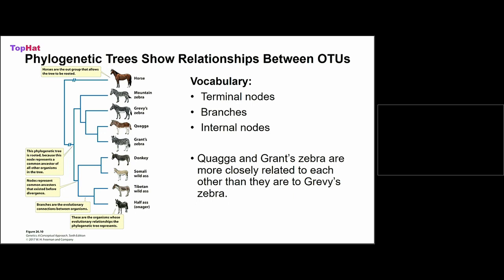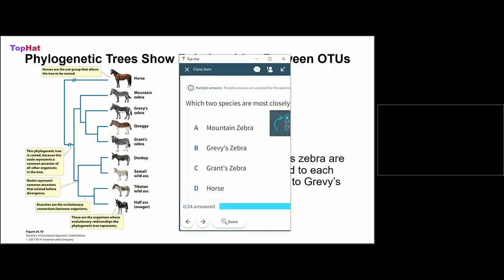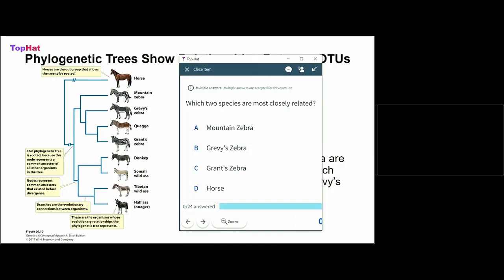Each time that these come together, it's called a node. And the nodes represent where there's a common ancestor, right? And then, again, the horizontal lines represent relative evolutionary time. If they're shorter, it's much more recent, and if it's longer, that was a longer span of time. Okay? So let's see. If you look at this phylogenetic tree, which two species are the most closely related?